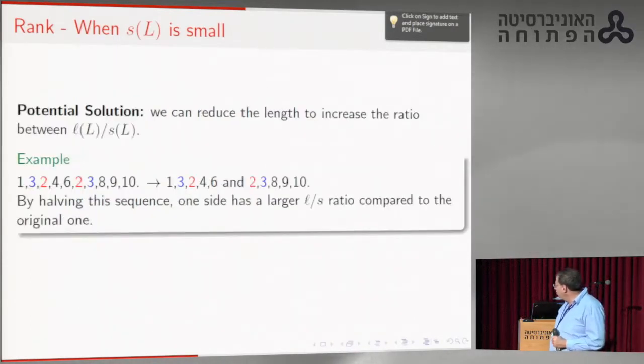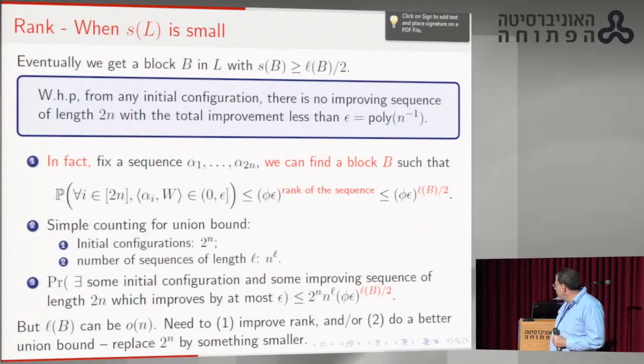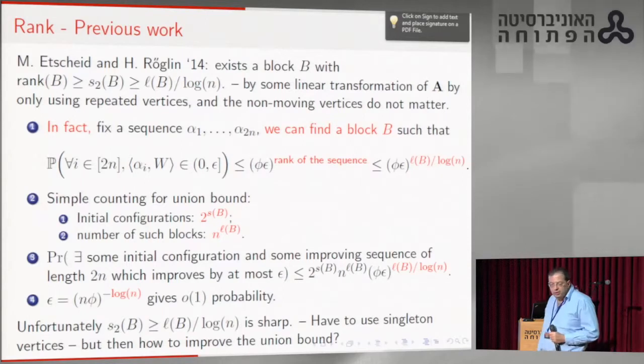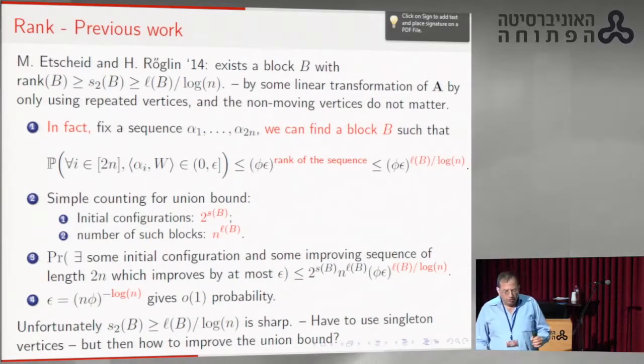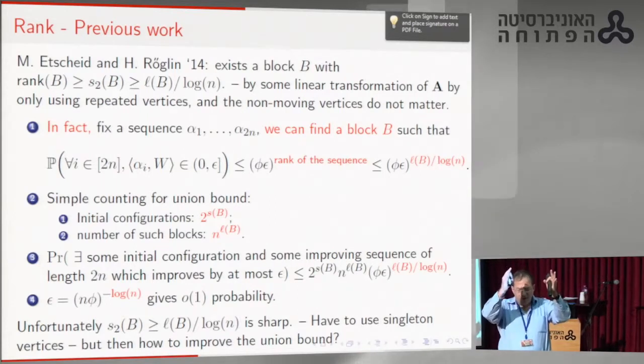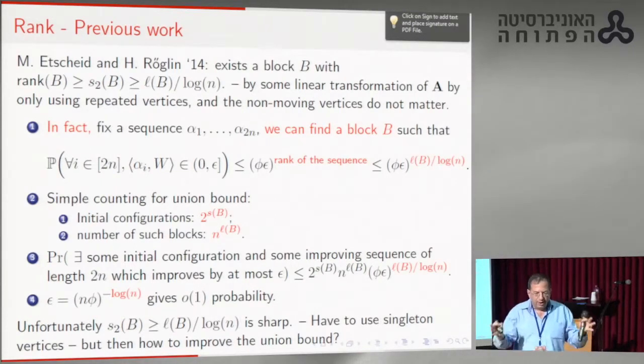The way Etscheid and Roglin dealt with that is by looking only at vertices that move twice. If you look at a vertex that moves twice, take the two alphas that correspond to, say, the first two movements and add them up, then all the non-moving vertices cancel out, and the only thing you have to worry about is the moving vertices in the block. Hence you don't need to do this enumeration of 2 to the n, the initial configuration of all the vertices, because the non-moving vertices are canceling out. You just need to enumerate over the moving vertices. That was their idea, and that helps a lot.